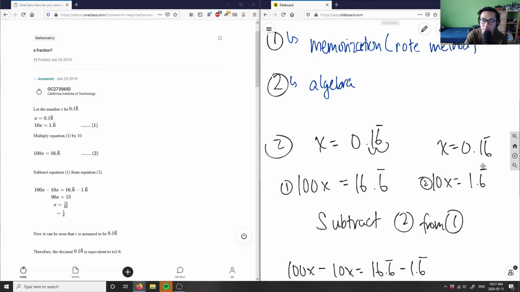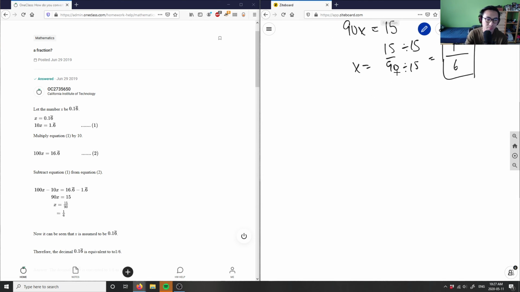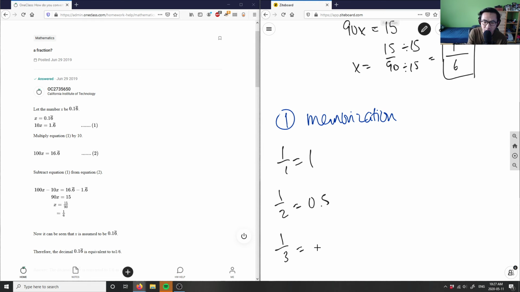My first method is the memorization method. I encourage this method, especially in the younger grades, just because these fractions and decimals are very, very common. So when I say the memorization method, I'm just writing down lists of fractions that you probably need to know. We know 1 over 1 is 1. We know that 1 over 2 is 0.5. Another common fraction is 1 over 3, and 1 over 3 is 0.3 bar. Remember, 0.3 bar just means it's repeating, so this is 0.33333, and it continues on to infinity.